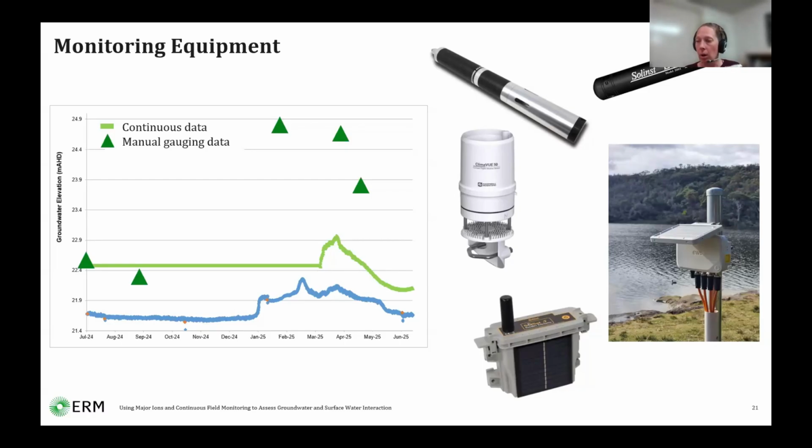Some of the pictures on the right show level loggers at the top, which are placed into a well, and they can measure pressure, which can be correlated to water level, or they might measure water quality, salinity, EC, pH, and the like, which can also be correlated to manual measurements.